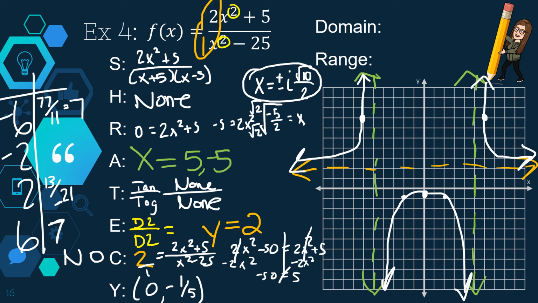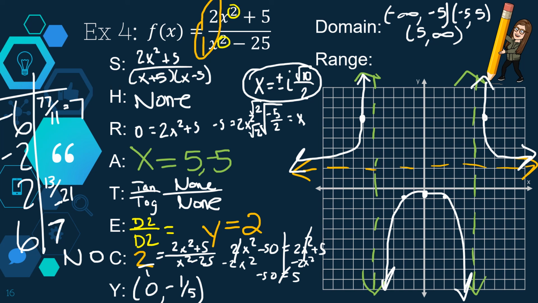So let's talk about the domain. This one has a weird domain. Excuse me, weird range. Let's talk about the domain. Domain, -infinity to the vertical asymptote of -5. I pick back up at -5, and I go to +5. And then I pick back up at +5, and I go to infinity. I have 3 domains because I have 3 pieces to my graph.